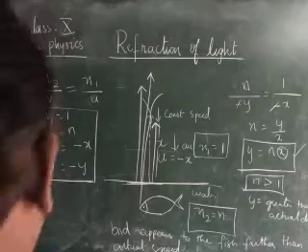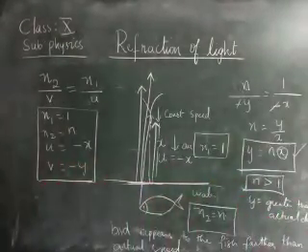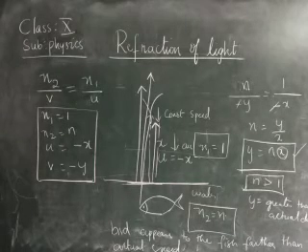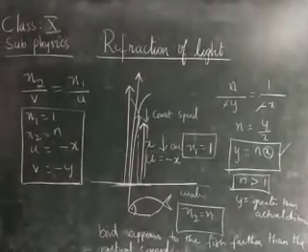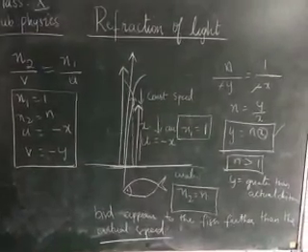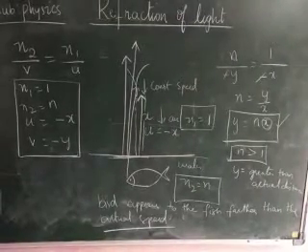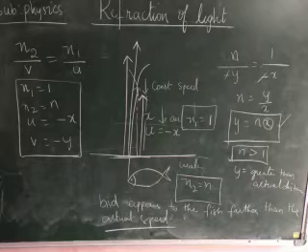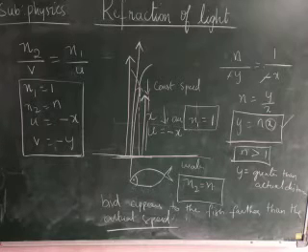Okay children, therefore here option A as well as option C both are correct. Option A says it is far away from the actual distance. Yes, it is far away from the actual distance. And option C says it is moving faster than its actual speed.